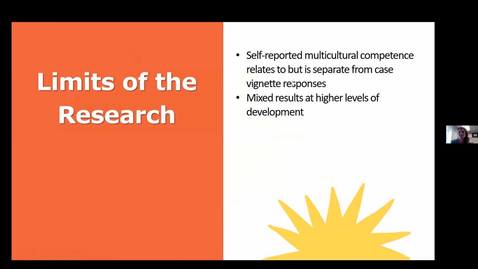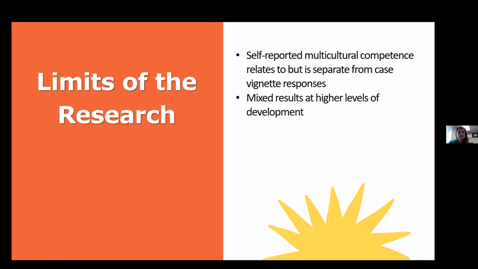First, I wanted to acknowledge the limits of this research. The evidence will show different things, whether someone's describing their own cultural competence versus whether they're responding to vignettes or being observed. And so for areas where there's only one or two studies, it's just important to acknowledge that. And there are these mixed results at the higher levels of development.